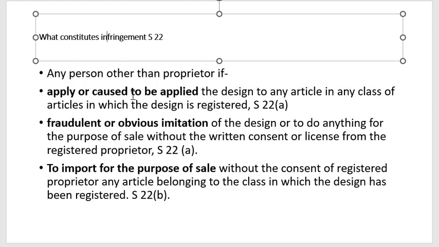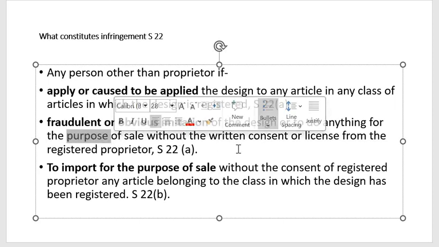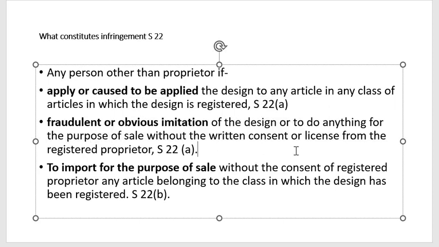What constitutes infringement? Section 22. Any person other than the proprietor, the owner of this design, who applies or causes to be applied the design to any article in any class for which it is registered, or a fraudulent or obvious imitation of the design, or does anything for the purpose of sale without the written consent or license of the proprietor, or imports for the purpose of sale without the consent of the registered proprietor.